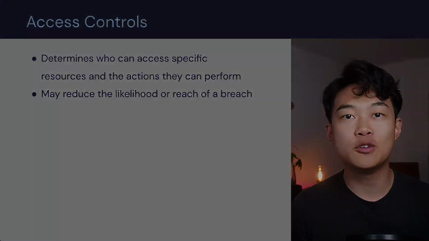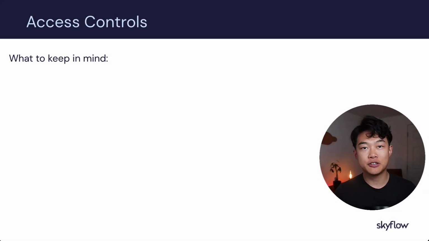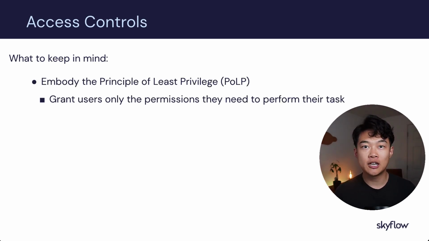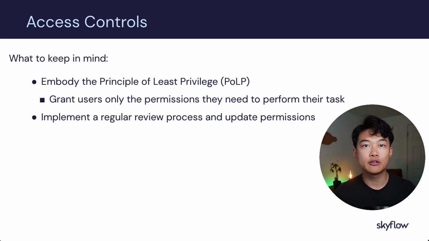Here are some things to keep in mind as you approach access to data within your systems. Implement the principle of least privilege access. Grant users and applications the minimum level of access necessary to perform their tasks. Introduce a regular review process and update permissions to ensure that they align with changing roles and responsibilities.